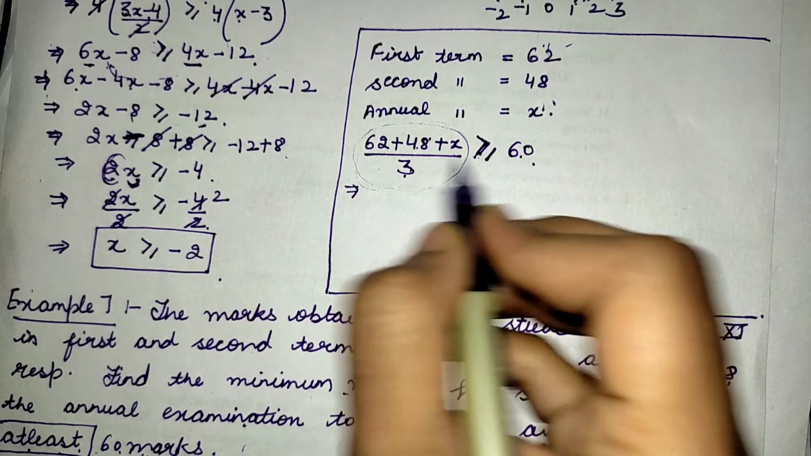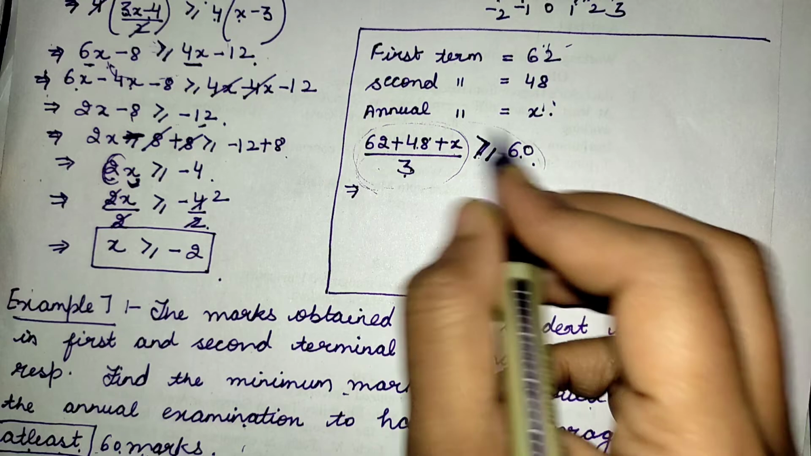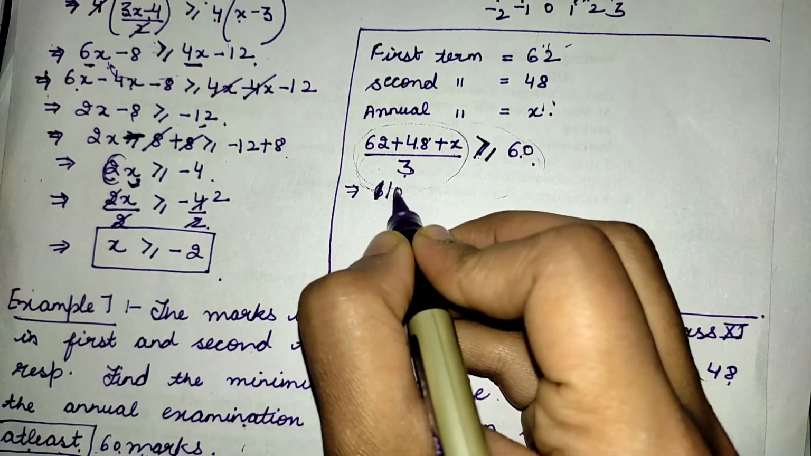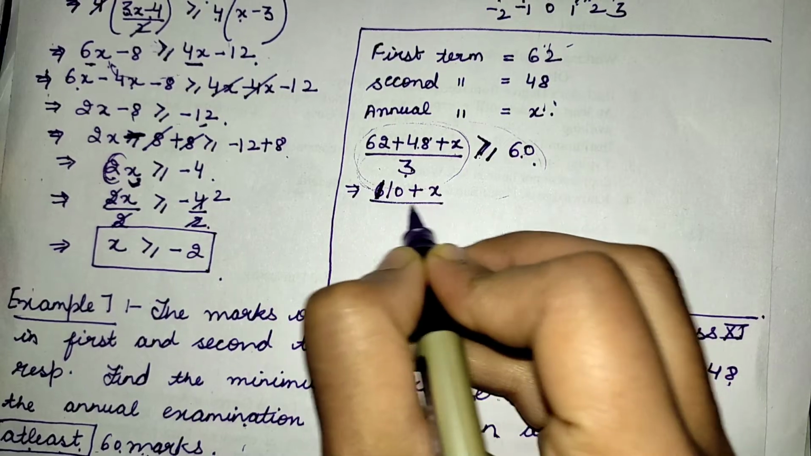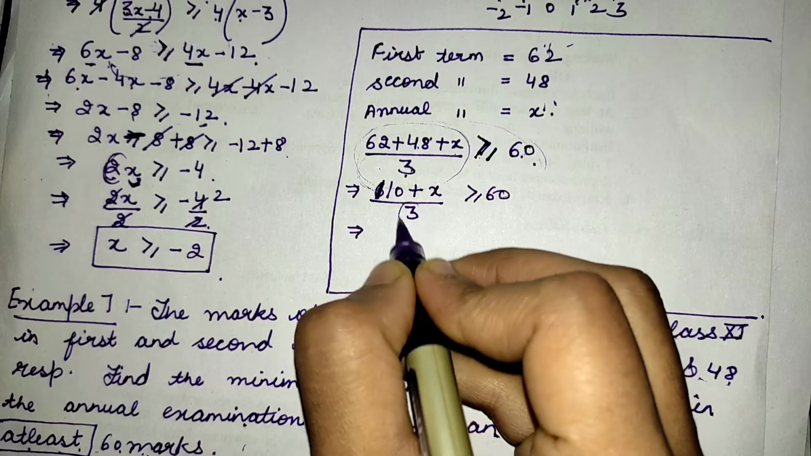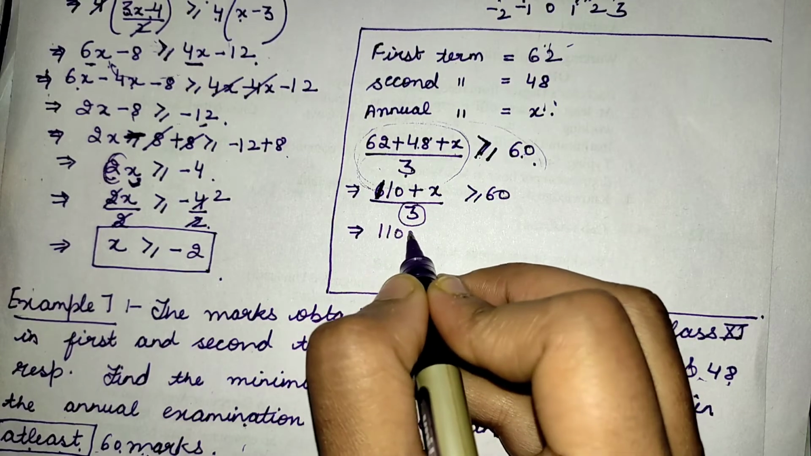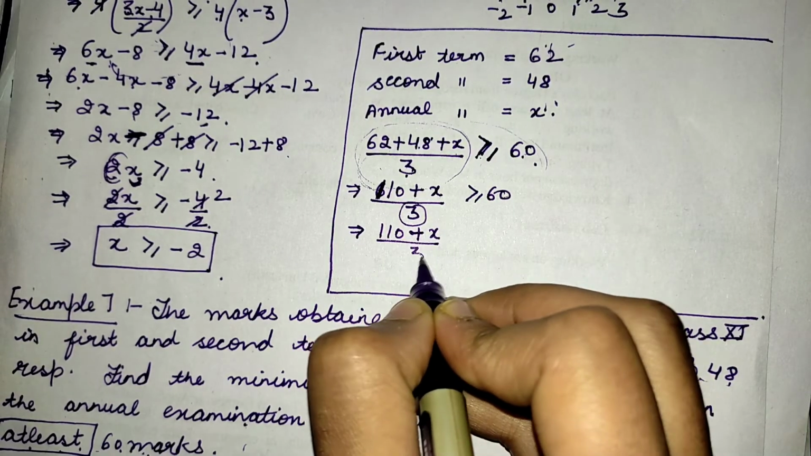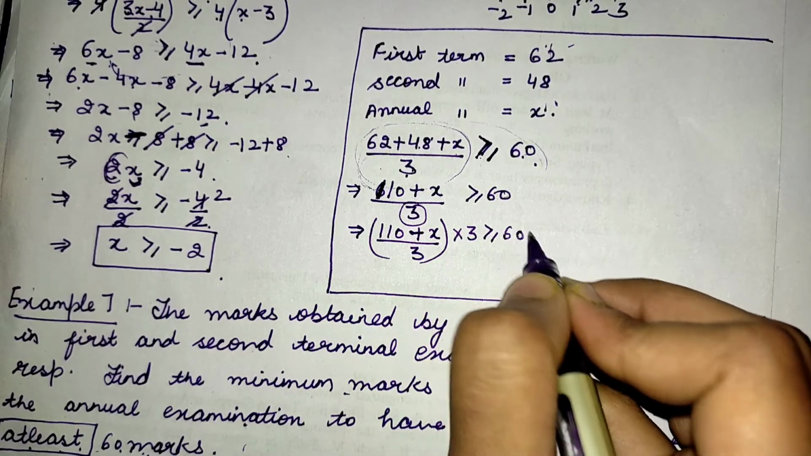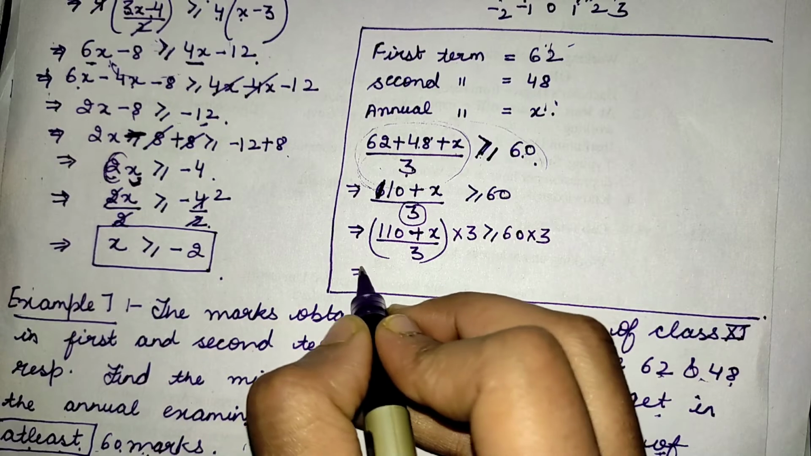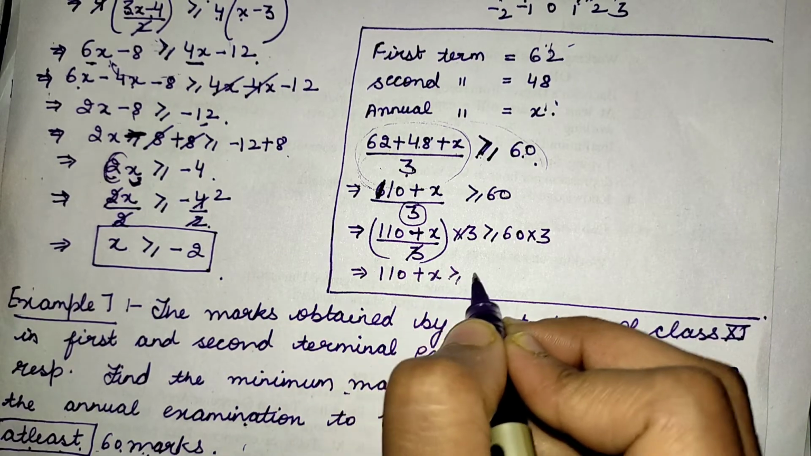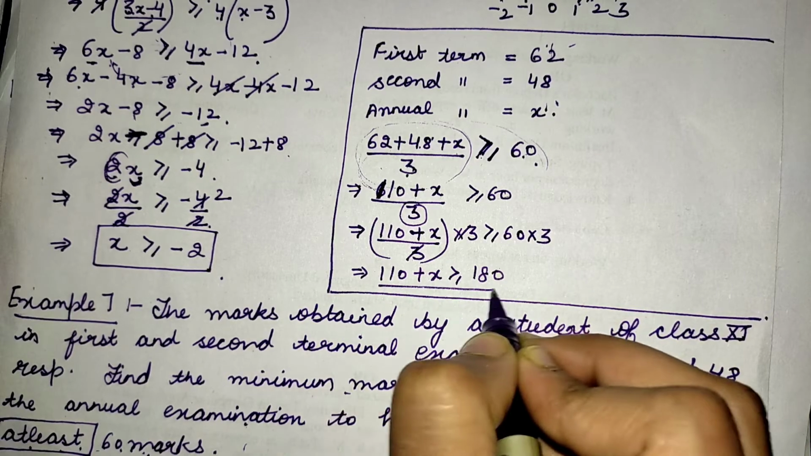Okay, so now this equation has been converted to the inequality form. So now solve it the way we solve inequality questions. How do we solve inequality questions? If I have to remove this 3, then what will I do? I will multiply by 3 on both the sides. So I will get what? I will get 110 plus x should be greater than or equal to 180.